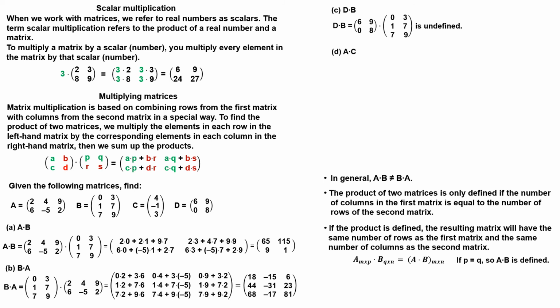Find A times C. First of all, we can check quickly whether this multiplication is defined. Write the product in terms of the matrix dimensions. Matrix A has 3 columns and matrix C has 3 rows. Therefore, it is possible to calculate A times C. The resulting matrix will have the same number of rows as matrix A and the same number of columns as matrix C. Let's find A times C. The multiplication works the same way as A and B, going across the rows and down the columns.